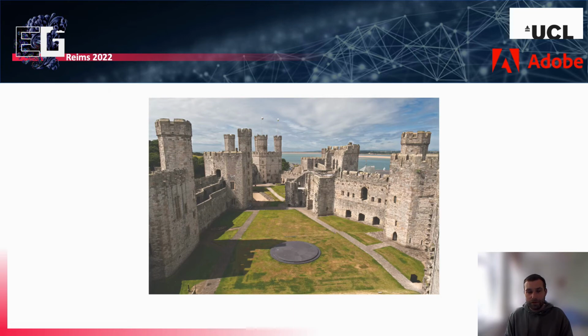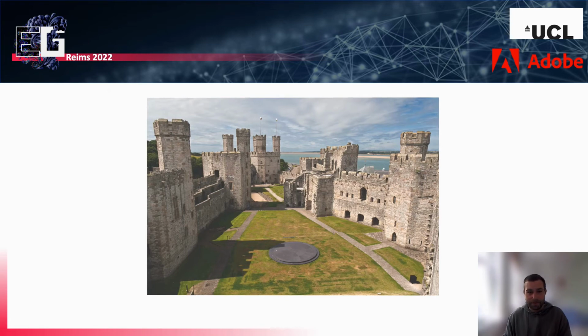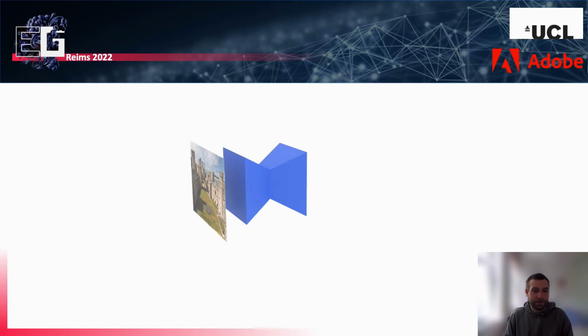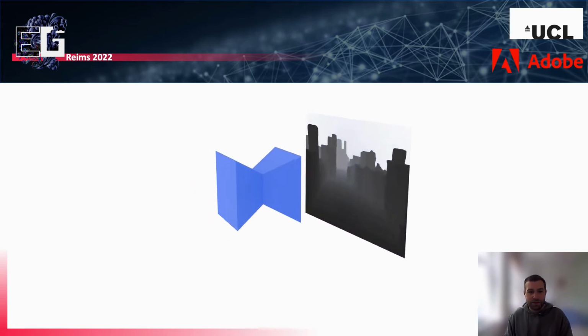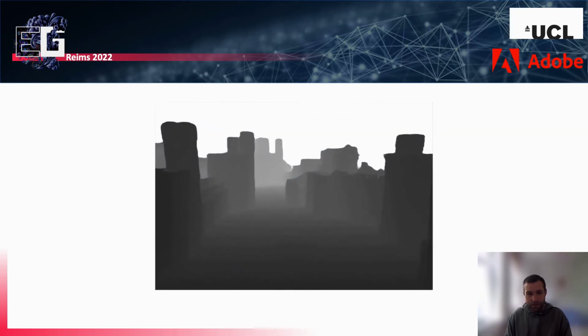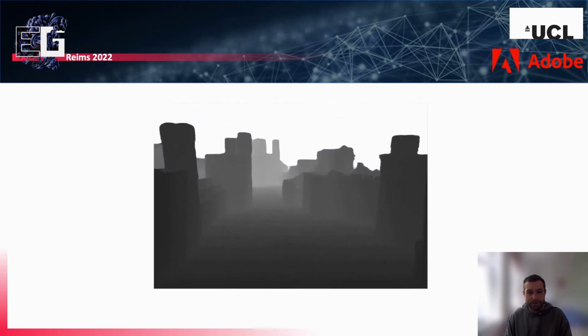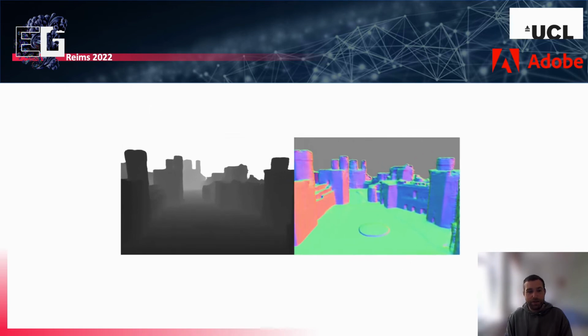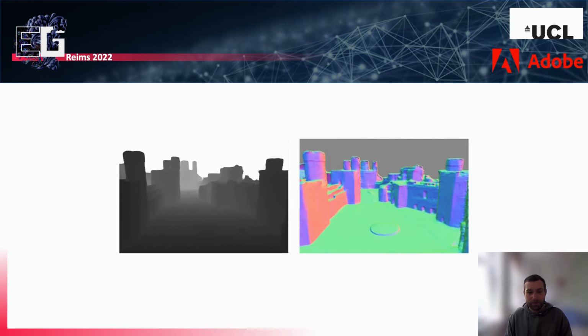We will now walk through an example of how we solve these problems using this input image of a castle. We want to synthesize a new image where the sun direction is in a different place from the original input image that we can see here. The first thing that we do is pass our image through a monocular depth estimator, which gives us our depth map. Next, using a Sobel operator, we can compute the gradients of the depth image, which gives us the normals of that image.